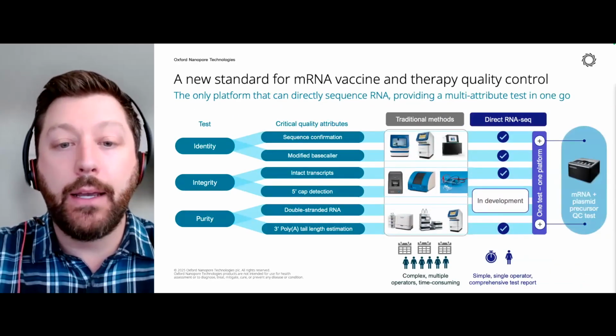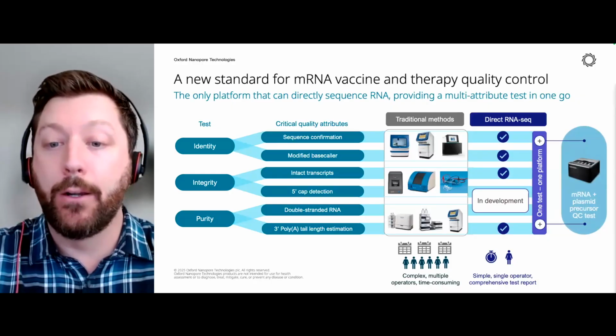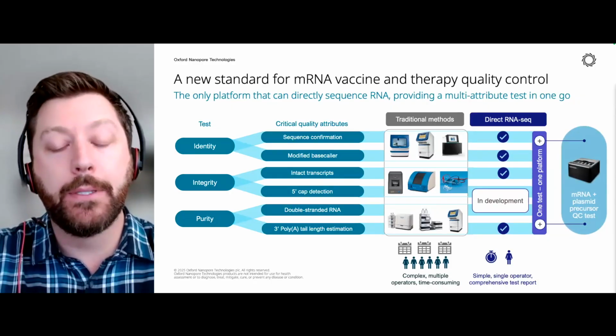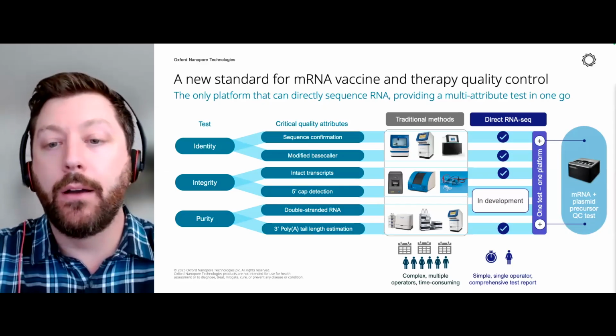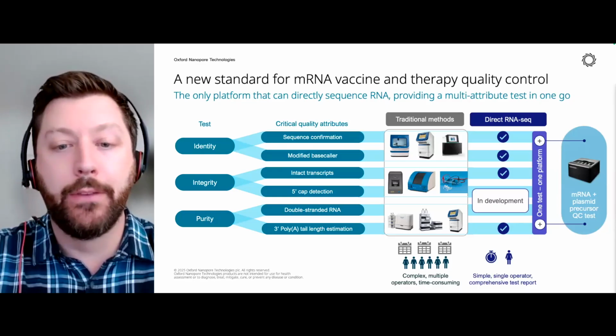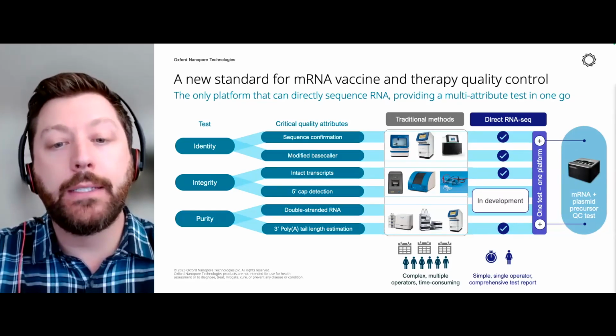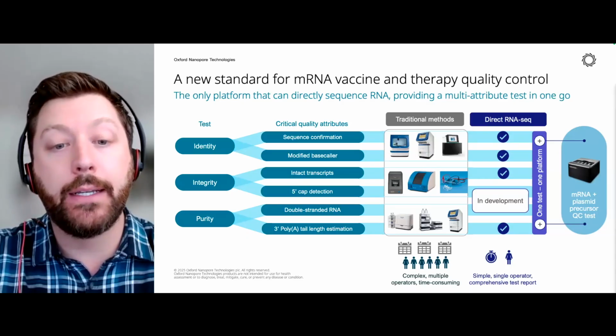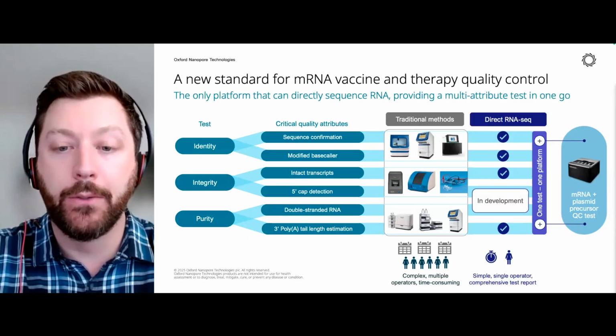Lastly, let's take a look at how this applies to mRNA vaccines and therapeutics. Today, verifying mRNA CQAs requires multiple separate assays, typically run on different instruments by different operators, each measuring just one attribute of the molecule. Oxford Nanopore is setting a new standard in mRNA quality, again as the only technology on the market that can directly sequence native RNA molecules.